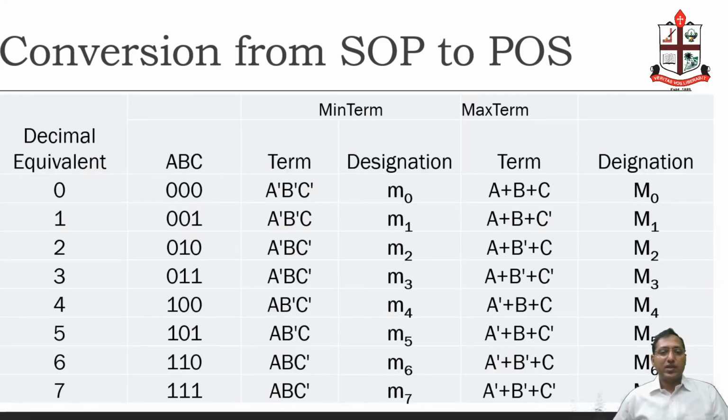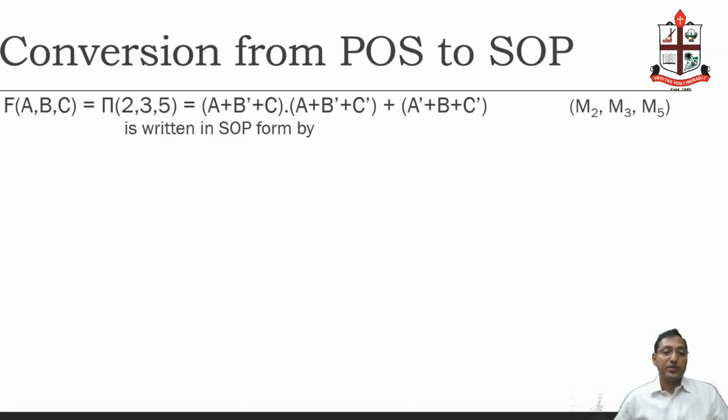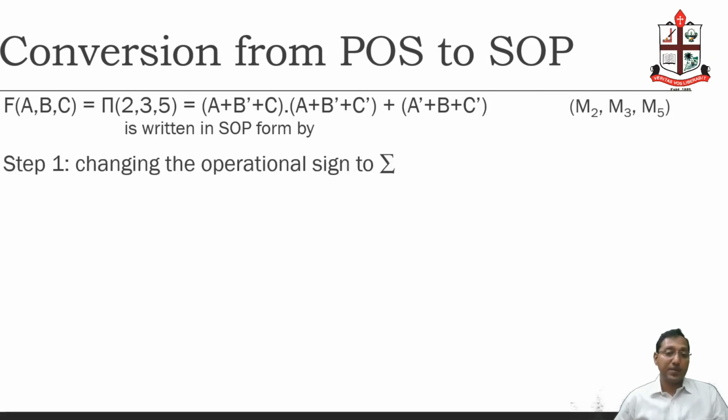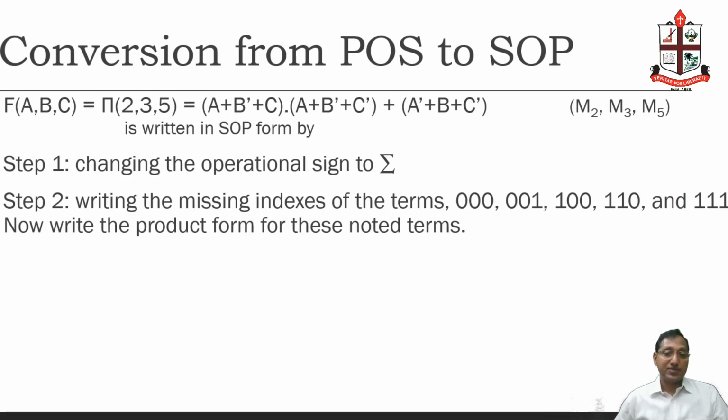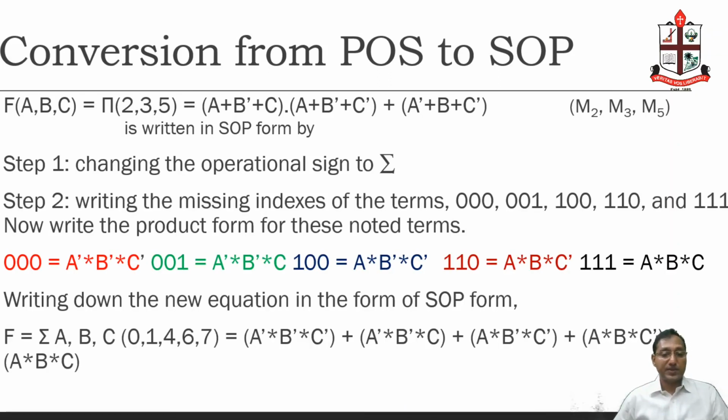Here we can see the equivalent of minterm and maxterm in this table. Now how to convert a POS into SOP. So this is a POS. So this is the way we convert a POS into SOP.